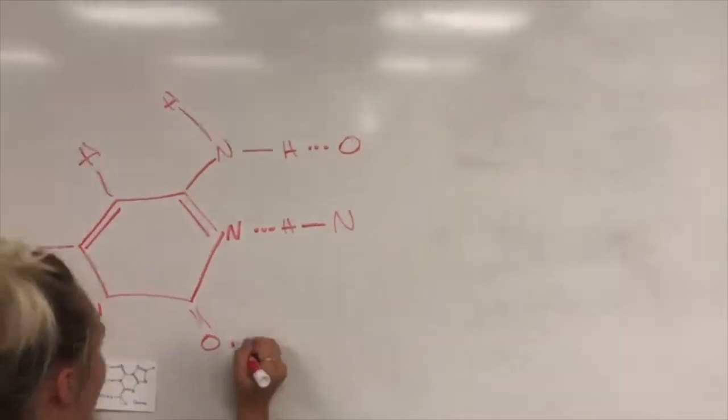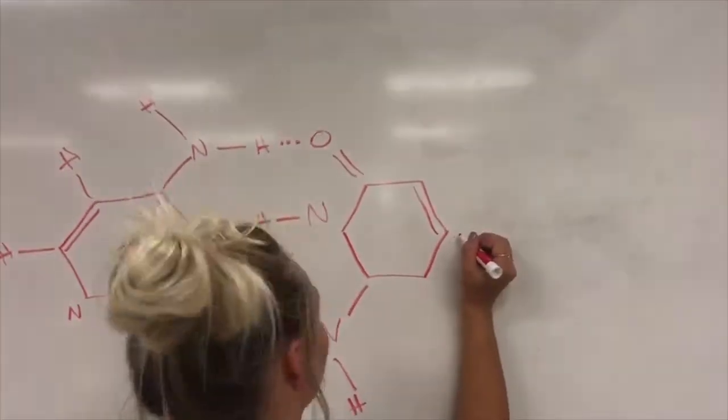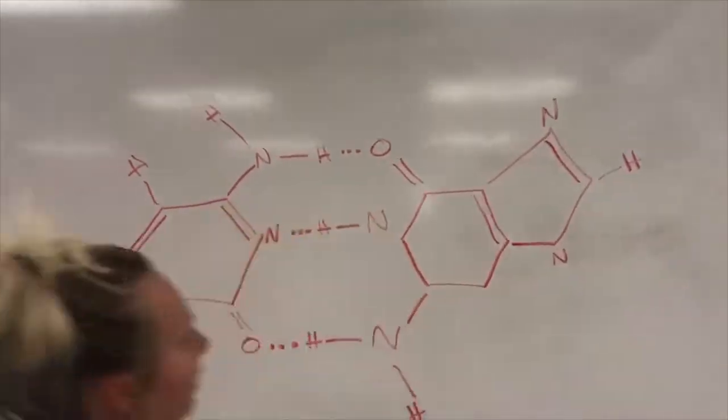DNA is held together by hydrogen bonds between the nucleotides. The nucleotides are attached to the sugar phosphate group. Adenine always pairs with thymine, and guanine always pairs with cytosine.